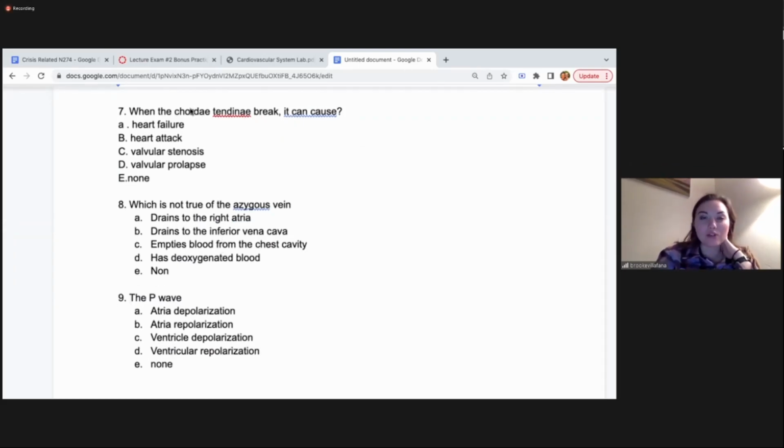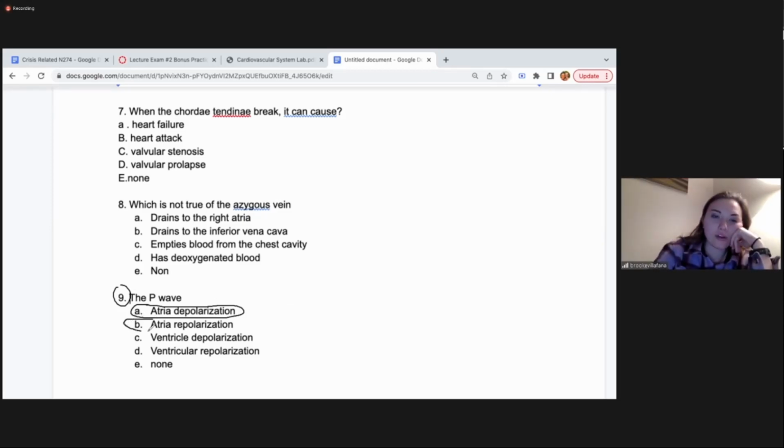Okay, let's do question number 9, and then we'll go back and find some more questions on the other page. Question number 9, the P wave. Good, good. Atria depolarization, right? When the P wave comes, the atria depolarization occurs.